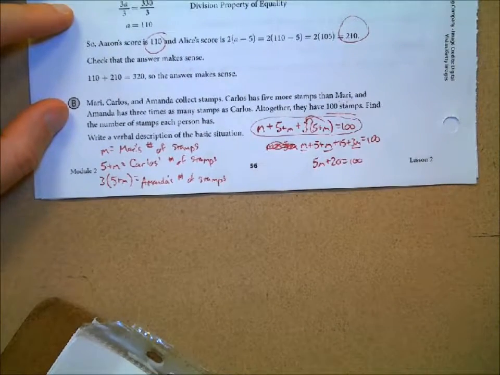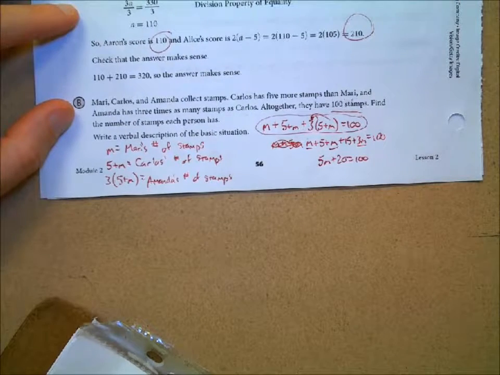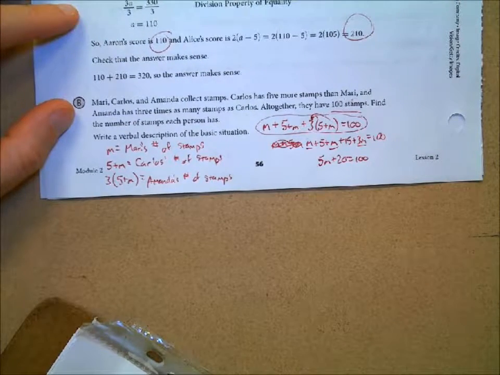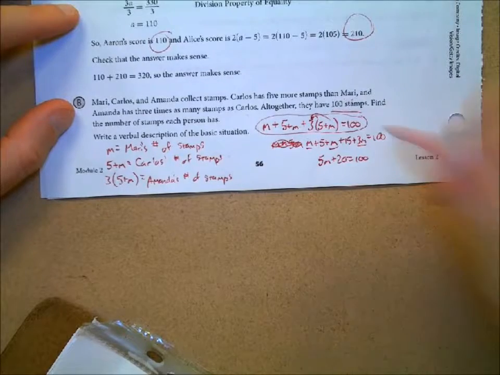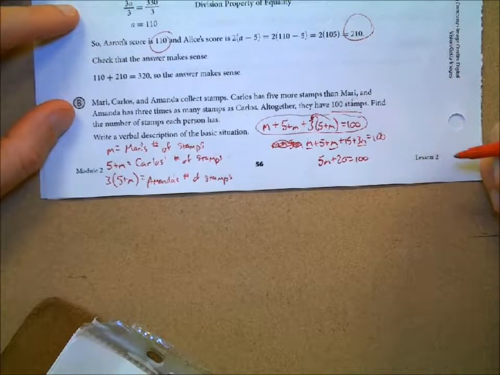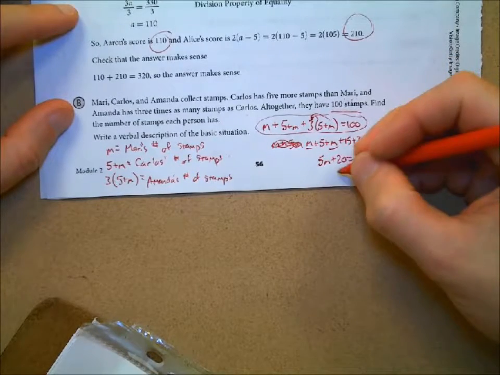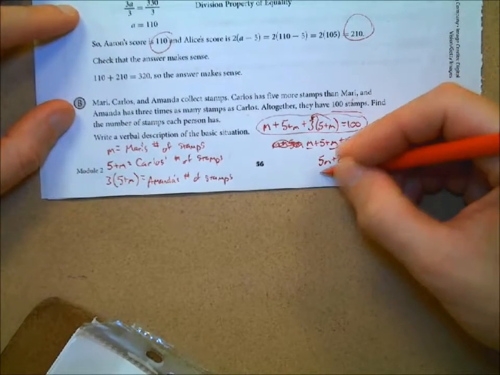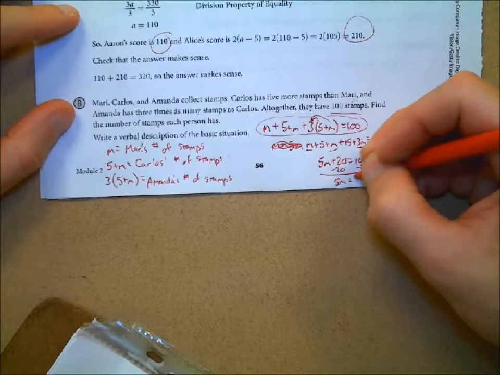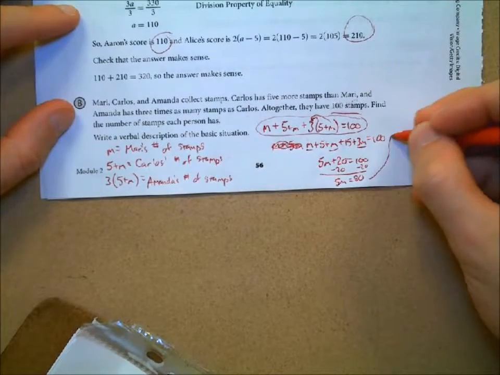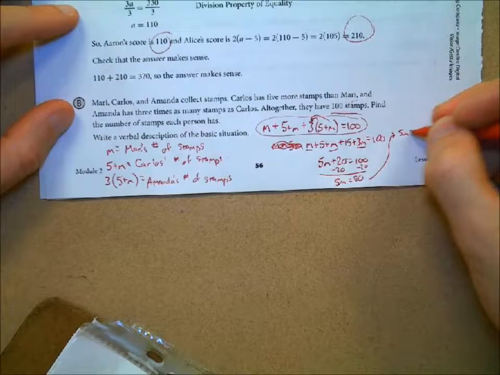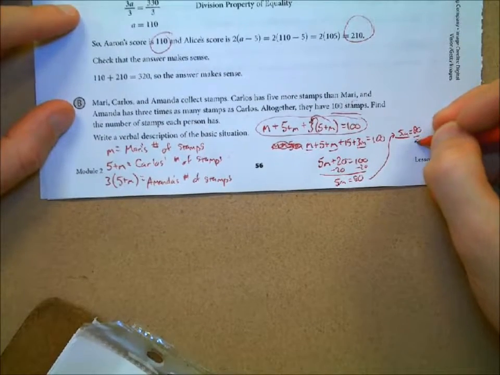Good job, Ben. We'll go to somebody else for this. Let's go to Mark again. So Mark, how can we continue solving from here? You were going to subtract 20 from both sides. You got it. And I got 5M equals 80. And then? Divide by 5. Yes, very good. Do you know what 80 divided by 5 is?